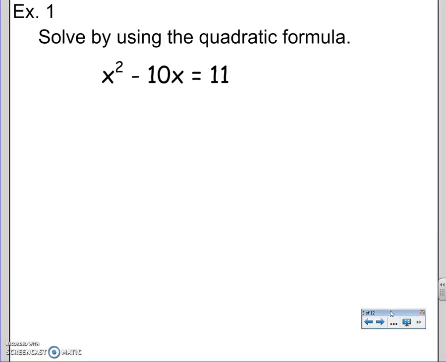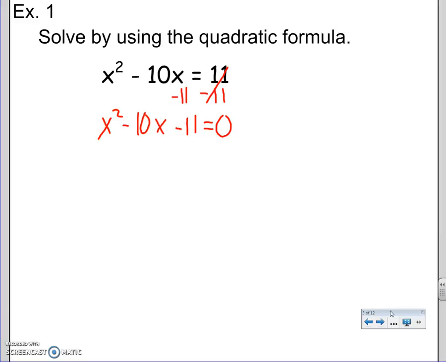So here's number one, solve by using the quadratic formula. Well, this equation is not in standard form. Standard form requires a 0 on one side or a y. So I'm going to make the right side 0 by subtracting 11 from both sides. So x squared minus 10x minus 11 equals 0.